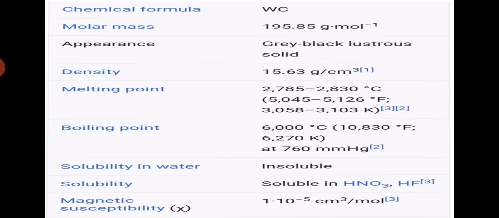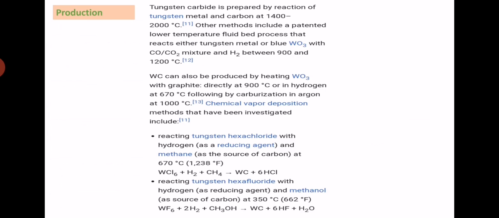As for solubility in water, it is insoluble in water, and tungsten carbide is soluble in nitric acid and hydrogen fluoride, that is HNO3 and HF. The magnetic susceptibility, which we call chi, is 10⁻⁵ cubic centimeter per mole. These are the properties.